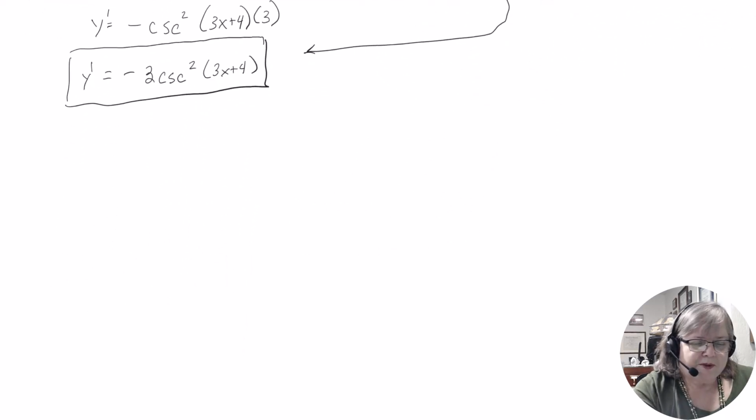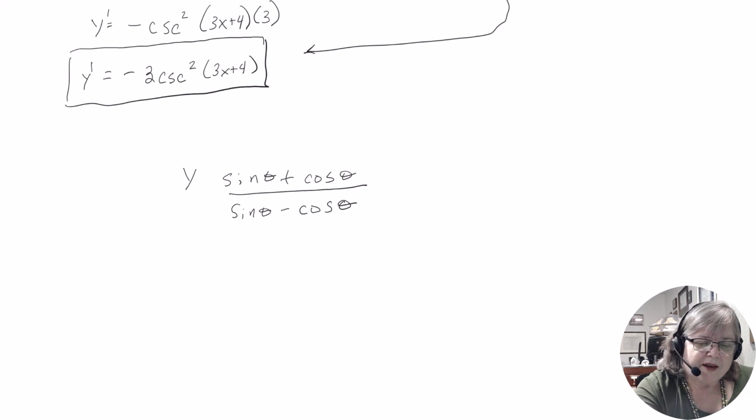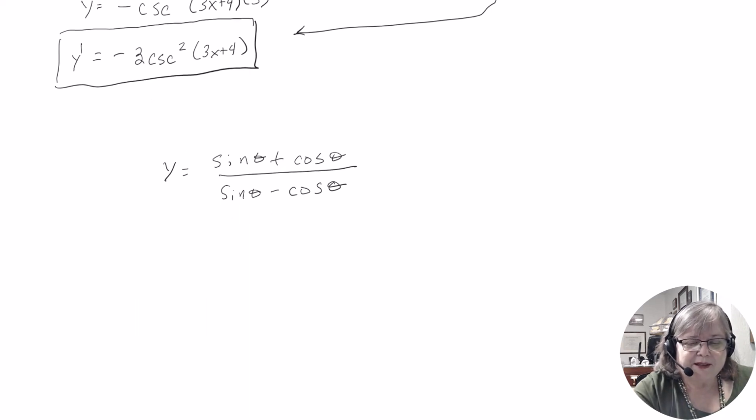Now let's do one more. And we have y is equal to sine theta plus cosine theta over sine theta minus cosine theta. And these do not cancel. So the two sine thetas don't cancel and the two cosine thetas don't cancel because they're not factors.